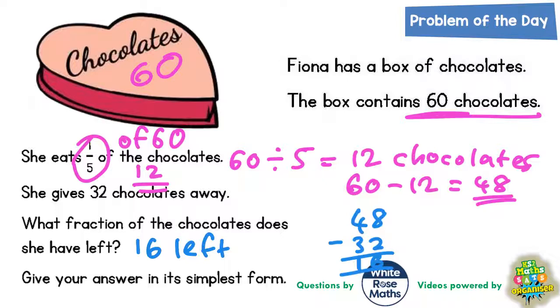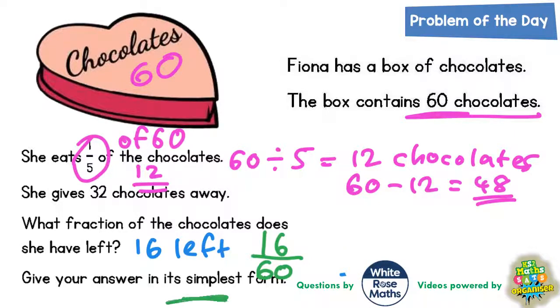But it does say what fraction of the chocolates does she have left. Now we need to bear in mind that we started with 60 chocolates. So out of the 60 chocolates we started with, she had 16 left. It does say to give this in its simplest form. So we need to basically simplify 16 out of 60.